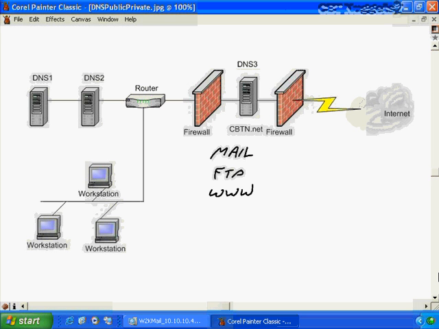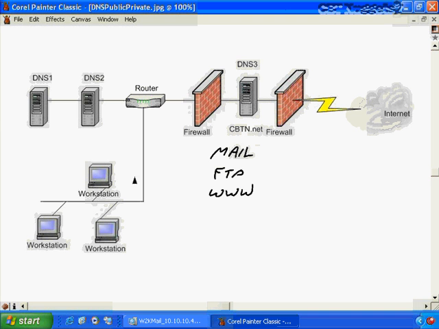Now, ideally, what should happen here is, and this whole domain is called cbtnuggets.net in this case, and I've just abbreviated it this way. Ideally, this server right here should only show the host records or alias records or any of those kinds of things for servers that are safe to allow out onto the internet. So that would be these servers, in fact.